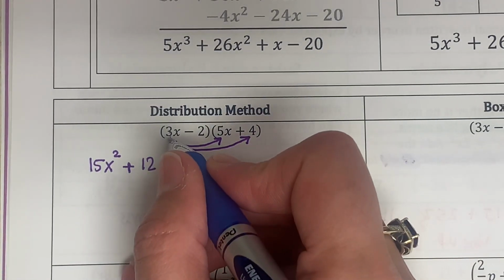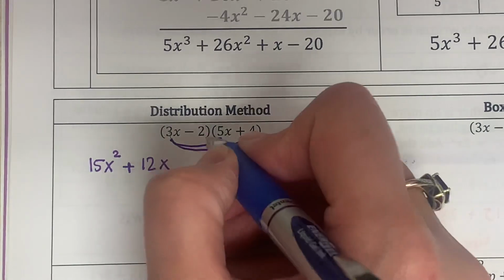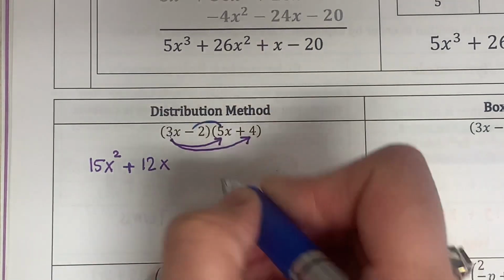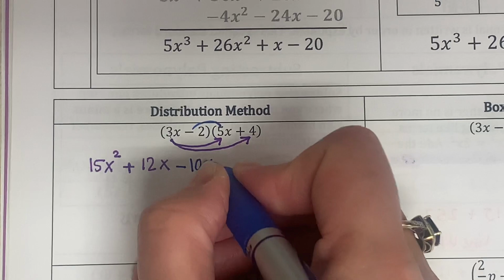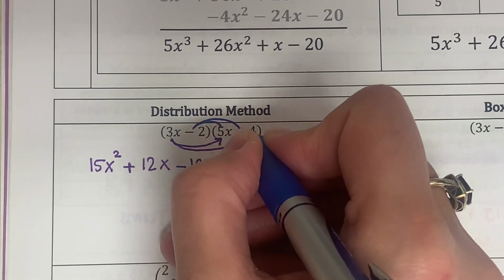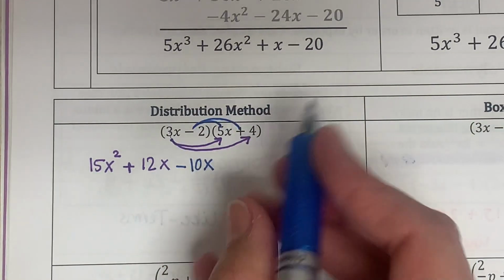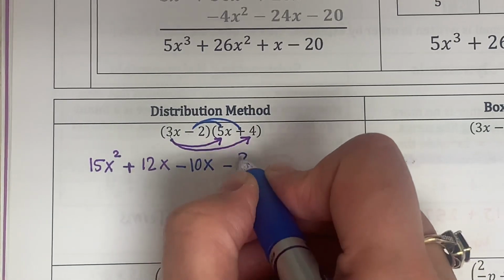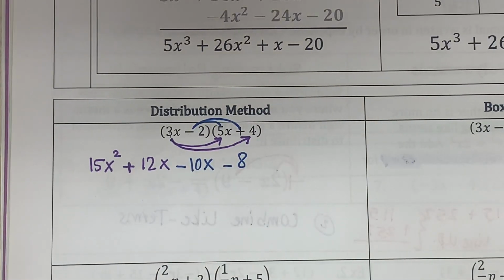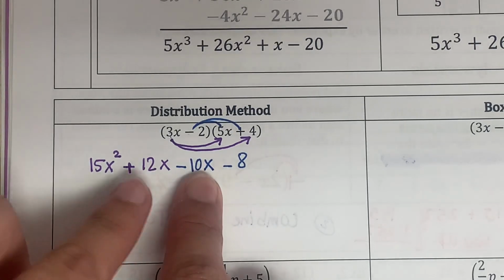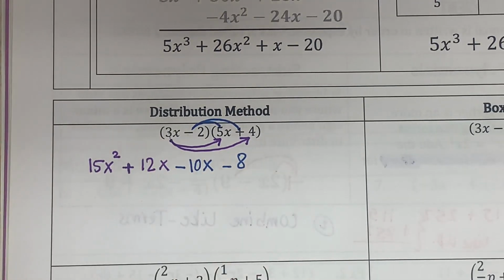This is first and outside. Now inside, I'm going to multiply negative 2 by the 5, so minus 10x. And then minus multiplied by positive is a minus. 2 times 4 is an 8. I multiplied nicely. If you multiply, you are going to notice that you have two terms that are alike each other. You have a 12x and a negative 10x. This needs to be combined and solved before I have my final answer.